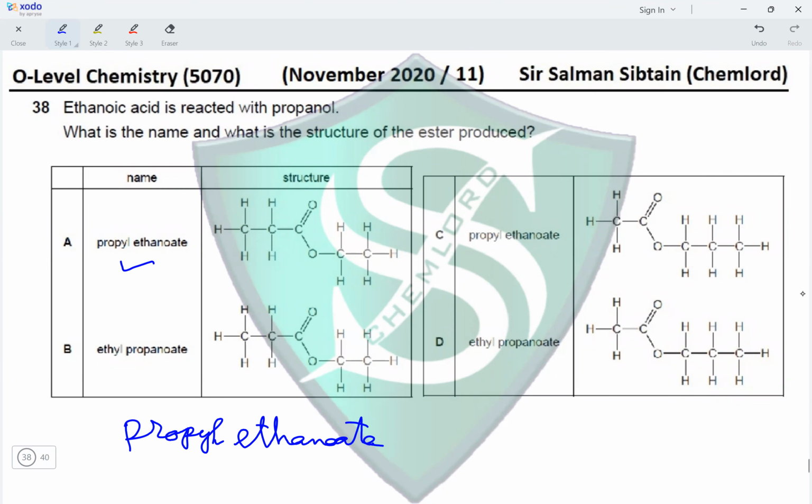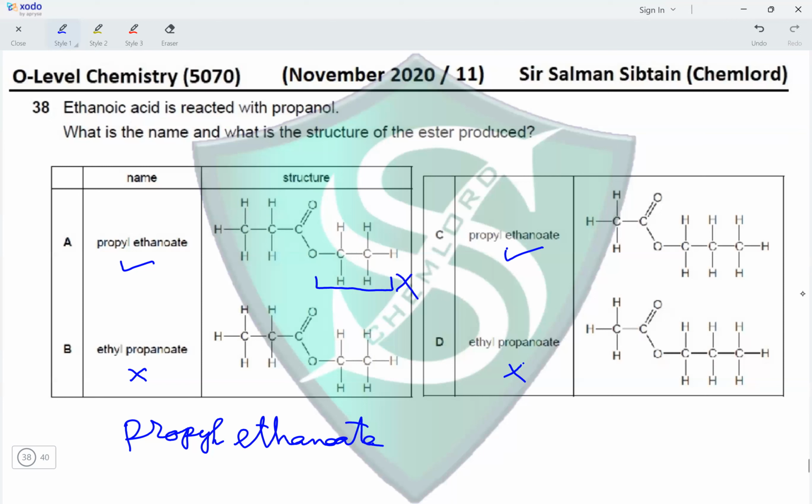B has ethyl propanoate, which is wrong. C has propyl ethanoate, which is correct. D has ethyl propanoate, which is wrong. So B and D have been eliminated. We are left with A and C. Now let's look at the structure. In A, we've got 2 carbon alcohol. So 2 carbon alcohol is ethyl, not propyl. So this makes it incorrect.